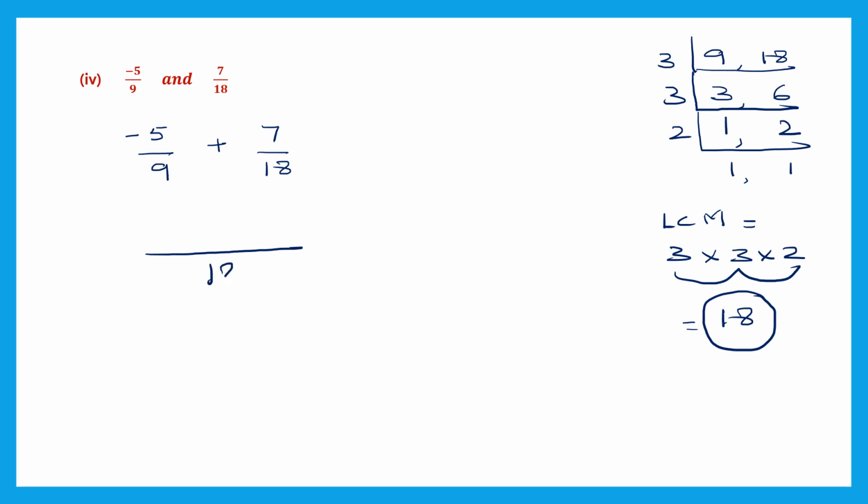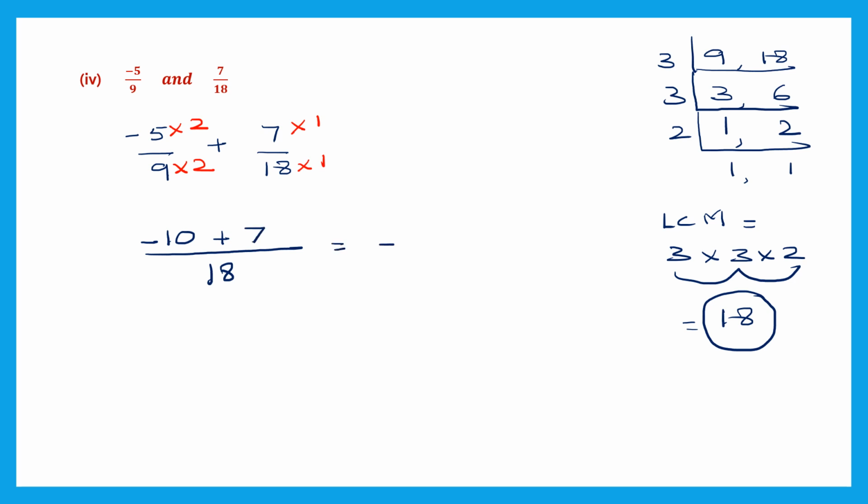So let's write 18 and now find the new numerators. 9 into 2 is 18. So minus 5 into 2. Minus 5 into 2 is minus 10. 5 2s are 10. Plus 18 1s are 18. So 7 1s are 7. So now we have minus 10 plus 7.